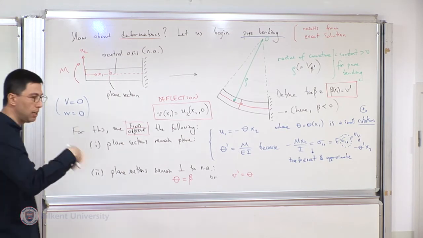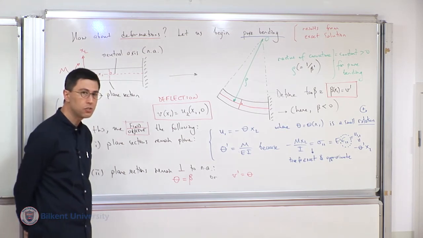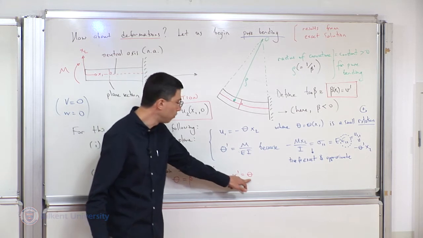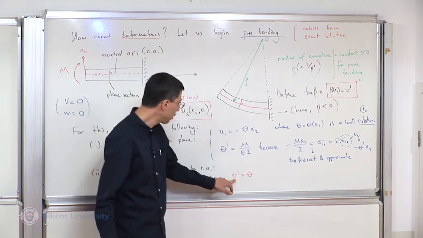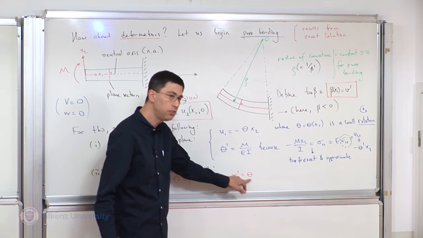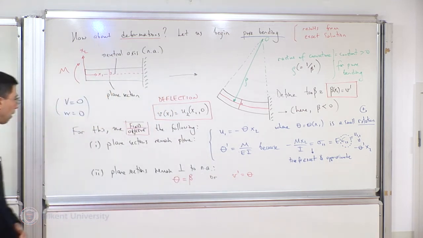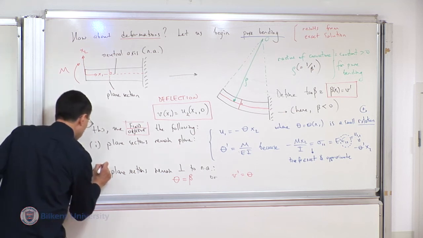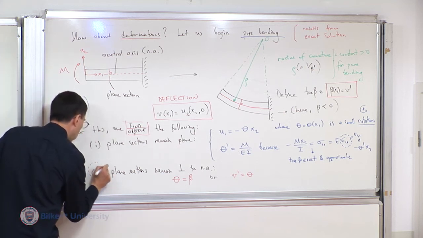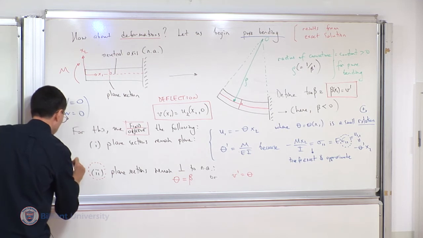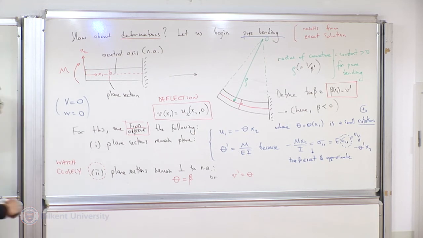So looking in the other way, if I know what theta is, if I can somehow determine what theta is, then I know V prime is equal to theta. I can integrate this quantity towards the deflection. So this assumption we need to watch closely, because it's the critical concept that will form the basis of Timoshenko beam theory.